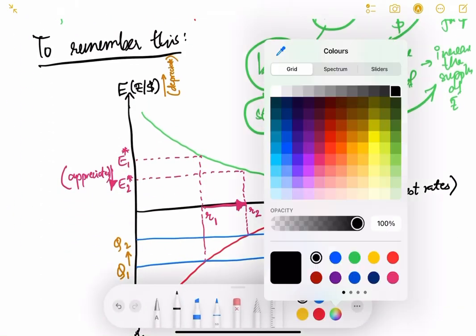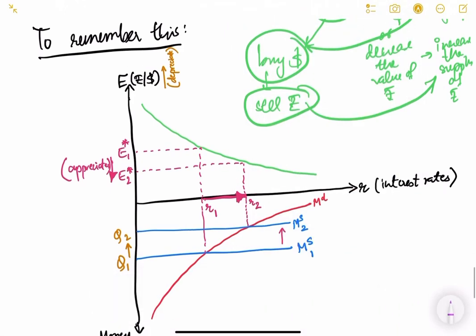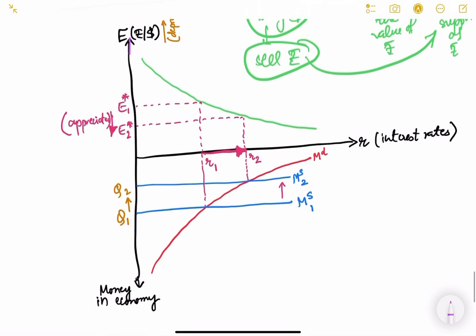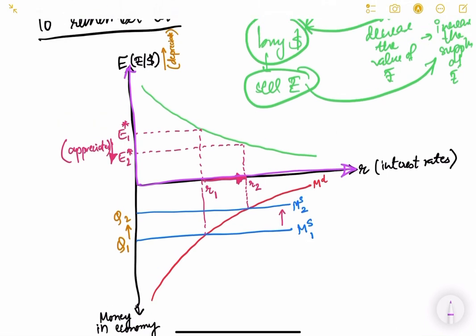Now, in order to remember this, I have given you one simple diagram. See if you can keep this in mind. Here, on the y-axis, it is the foreign exchange market, where we have the exchange rate. We are defining exchange rate as rupee per dollar. Whenever it increases, it means depreciation of rupee, because increase means more rupee per dollar. Therefore upward means depreciate, downward means appreciate.